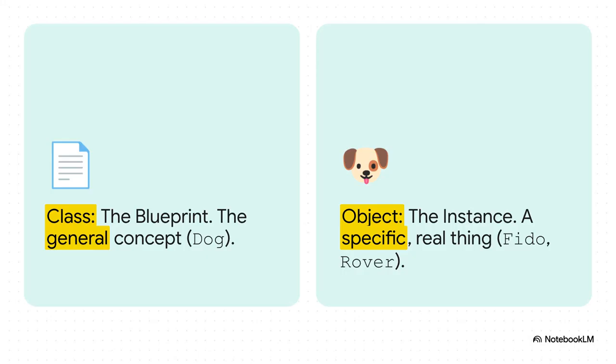So, if you boil it all down, it's actually pretty simple. The class is the general concept, the abstract blueprint for a dog. The objects, on the other hand, are the specific, real things you create from that blueprint. Fido, Rover, Spot. Each one is a unique instance of that dog class.